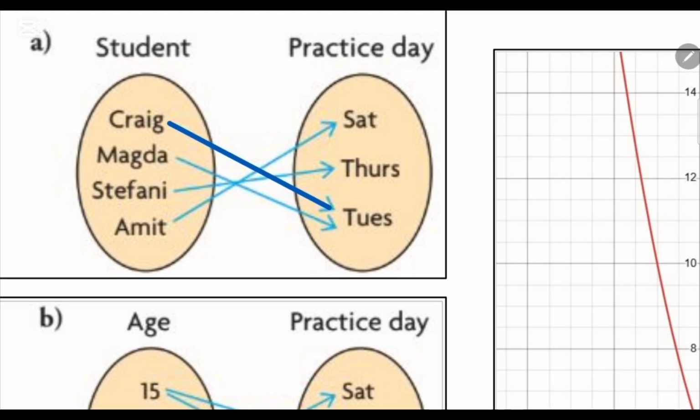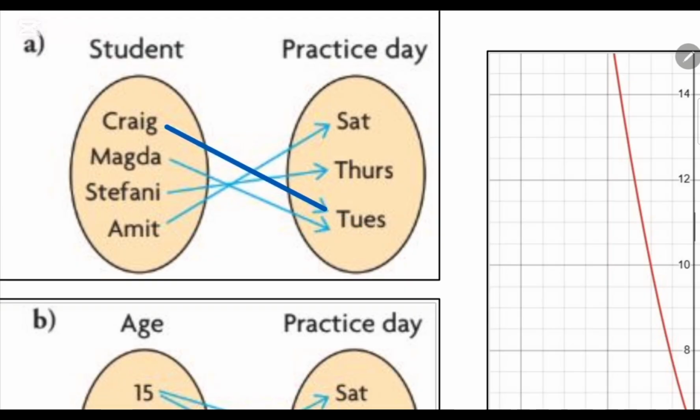Craig goes to Tuesday. Good. Amanda goes to Tuesday. Good. Stephanie goes to Thursday. And Amit goes to Saturday. Yeah, that's a function. Because Craig, he doesn't go to Saturday and Tuesday. He only goes to one, which is Tuesday. This is the y. This is the x. One x produces one y. Boom, done, right?